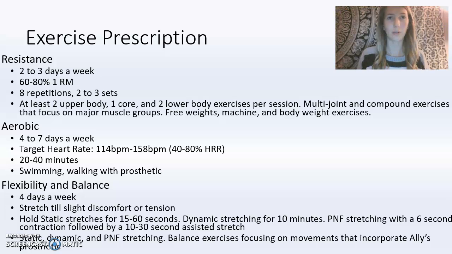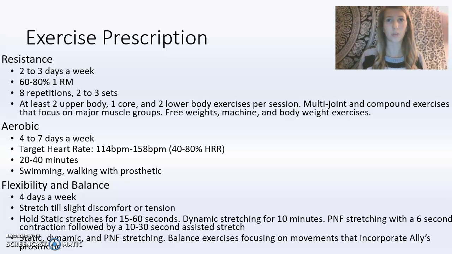Allie should train aerobically 4 to 7 days a week. Her target heart rate should be between 114 beats per minute and 158 beats per minute. This is 40 to 80% of her heart rate reserve. Each session should last 20 to 40 minutes. Her session should include swimming and walking with prosthetics. Swimming is great because it's low impact for her joints, and walking in a prosthetic will help her muscles form to her prosthetic and get her used to walking in it.